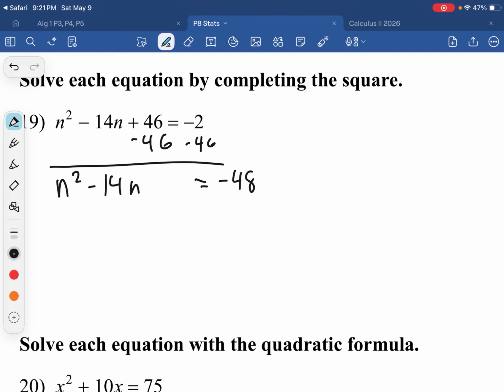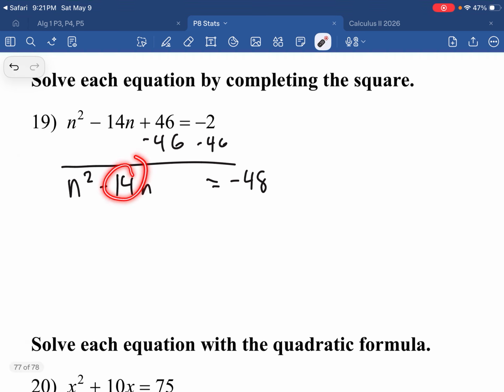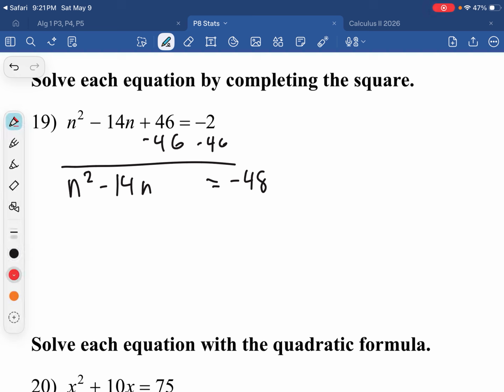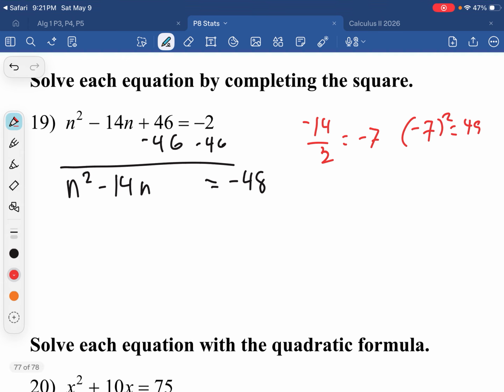We're going to take the coefficient in front of the n, or the linear term here. Negative 14 divided by 2 is negative 7, and negative 7 squared is 49. So I'm adding 49. I get n squared minus 14n plus 49 equals 1. The whole point was to turn this into a trinomial, like a quadratic, that I can write as a square.